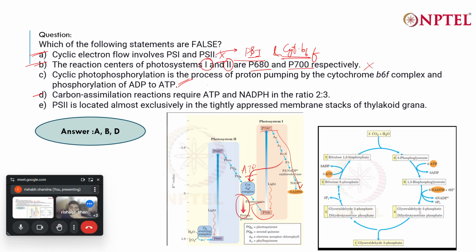Then, carbon assimilation reactions require ATP and NADPH in the ratio 2 is to 3. No, this is false. Because the ATP is 6 and NADPH is also 6, and here 3 ATP are required for the regeneration. So it would be 3 is to 2 or 1 is to 2 rather than 2 is to 3. So this is false. Then, PS2 is located almost exclusively in the tightly appressed membrane stacks of the thylakoid grana. Yes, this is correct. So the incorrect statements out of these are A, B, and D. Any doubts in this question?